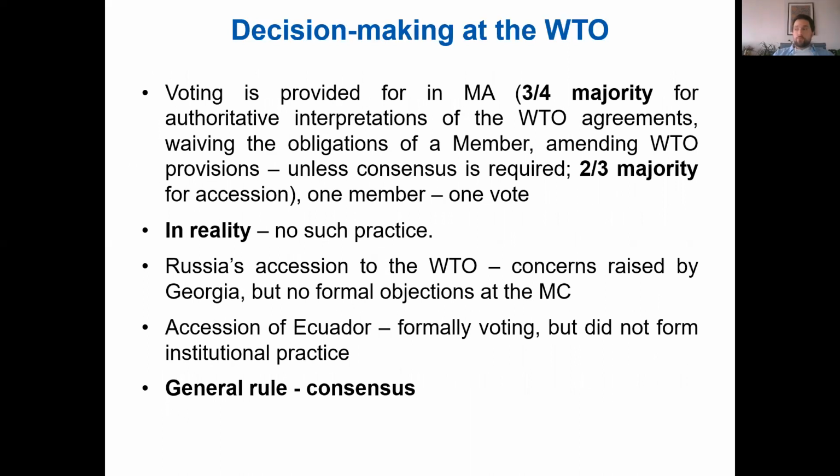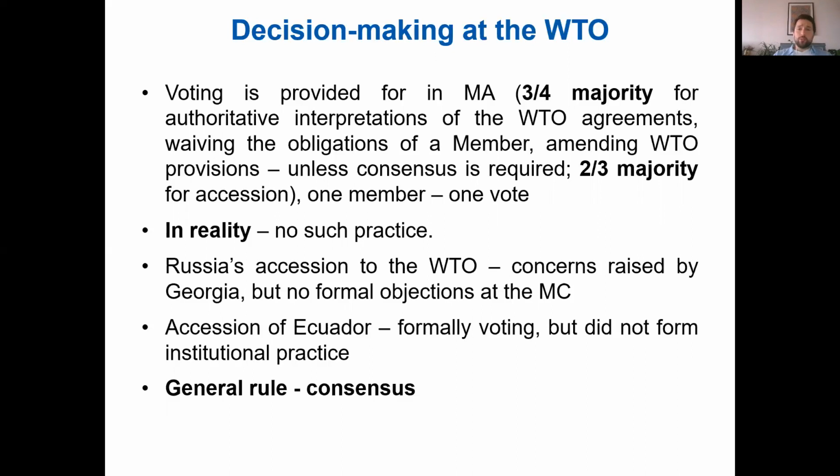If you go and read the Marrakesh Agreement, which I invite you to do, you will see that the Marrakesh Agreement does provide for voting. There are three-fourths majority votings and two-thirds majority voting for accession, and three-fourths for the interpretation of the WTO agreements, for waiving the obligations of a WTO member, so for permitting a WTO member to violate rules if it specifically requests so, or not fulfill any of the obligations, and for amending the provisions of the legal text.